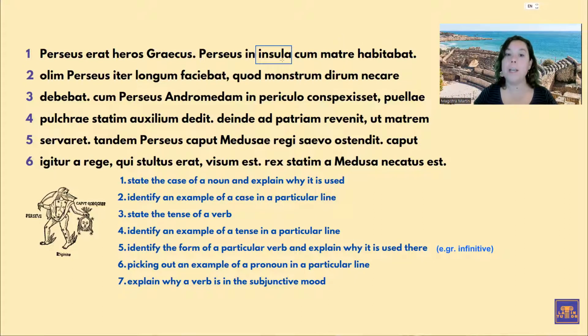The best way is to look at the surrounding words and the meaning, and you will see that it is because it follows the preposition in, which, for place where, takes ablative. You don't need to add the last bit. You can just say the preposition in takes the ablative.